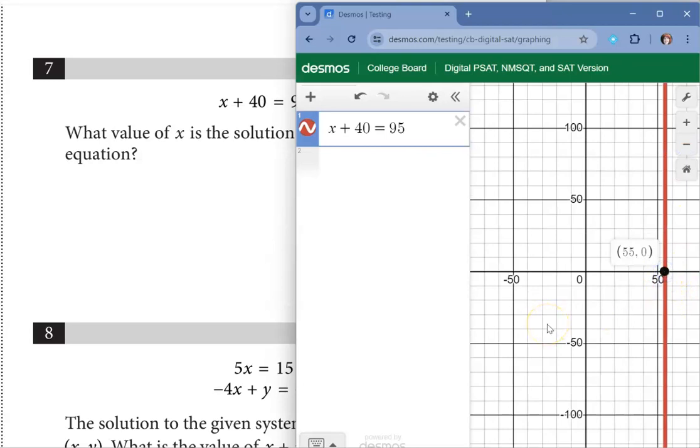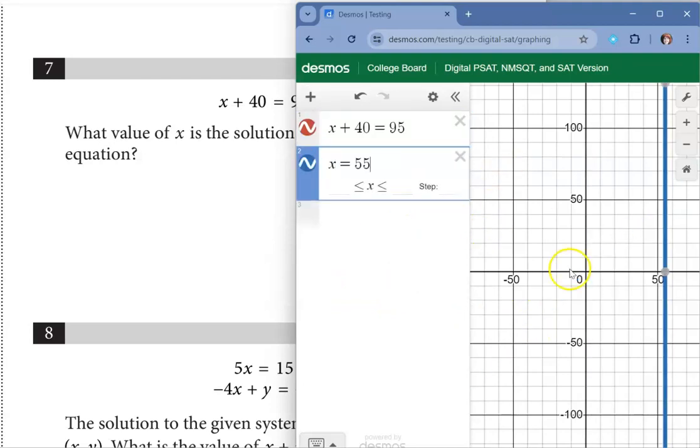When you click on the line, it's going to show you your solution is 55, so the value of x is 55. Type x equals 55 if you want to confirm your answer. It'll graph right over it.